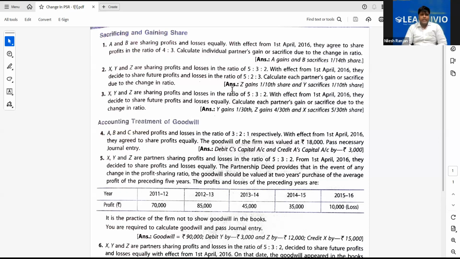Okay. So the first question is about what they are getting. A, B, and C are sharing profit and losses equally. With effect from 1st April 2016, they agreed to share profits in the ratio 4:3. Calculate individual partners' gain or sacrifice due to change in the ratio. This is the first case where old ratio and new ratio is given.